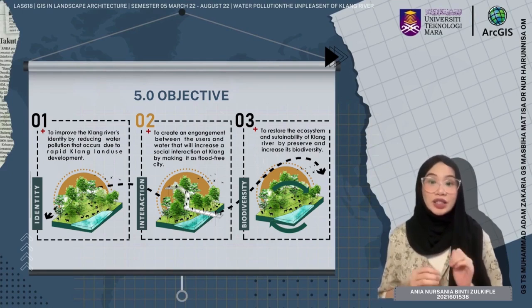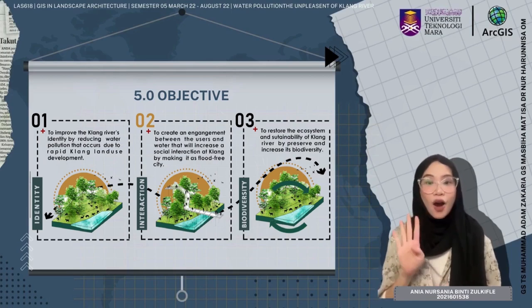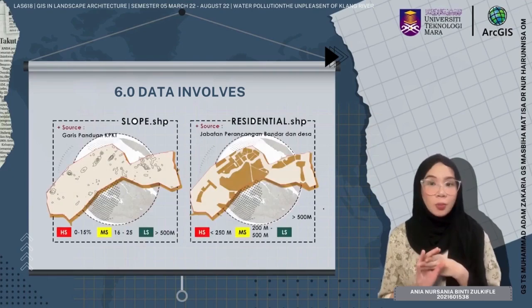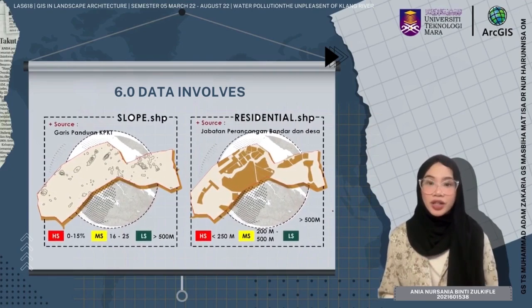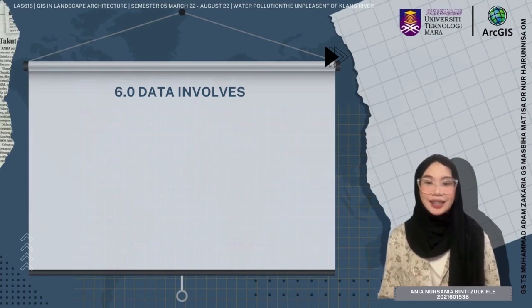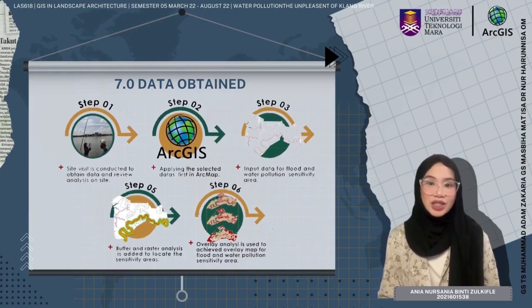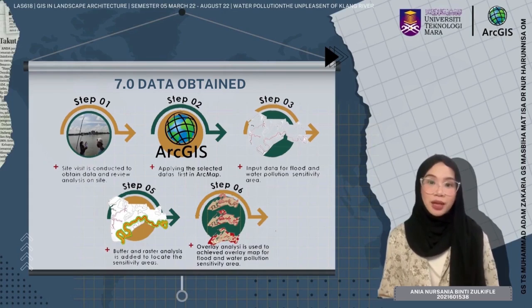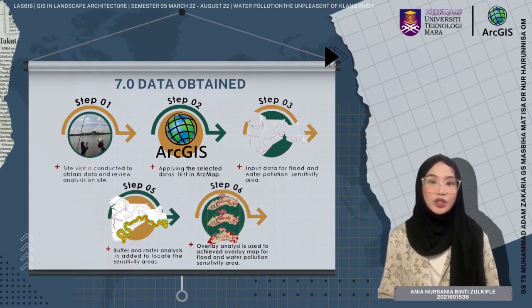So, in order to achieve the goal of this analysis, four main data sets will be used, which are riverline data, heavy industrial data, slope data, and residential data. But first, this is how we obtain the data. The first step is to conduct a site visit to review the analysis on site, and then we will use the selected data in ArcMap to generate input data for water pollution and flood sensitive area. The sensitive area will then be applied to buffer and raster analysis. Finish with overlay analysis, which is used to create an overlay map for flood and water pollution prone areas.